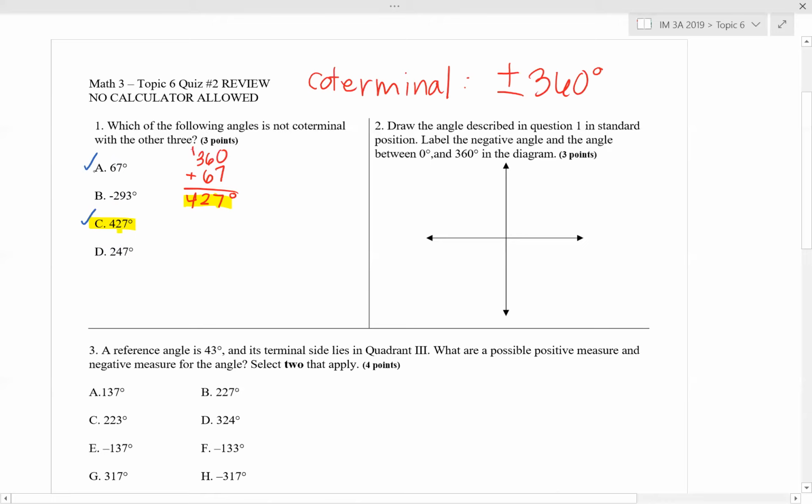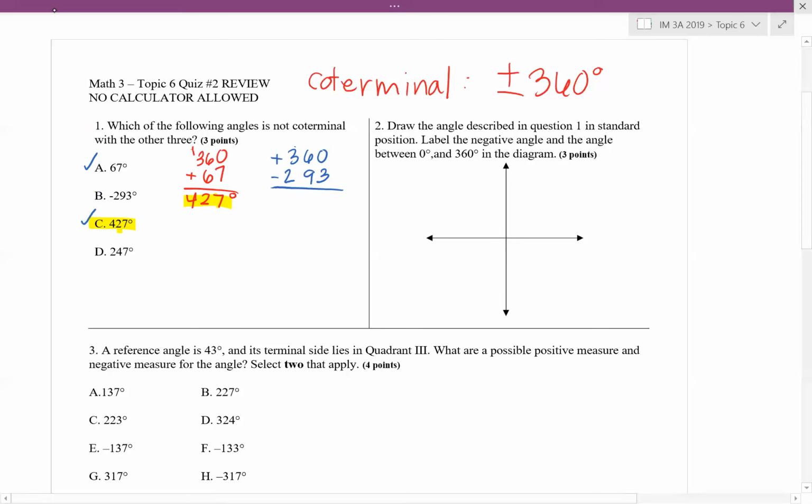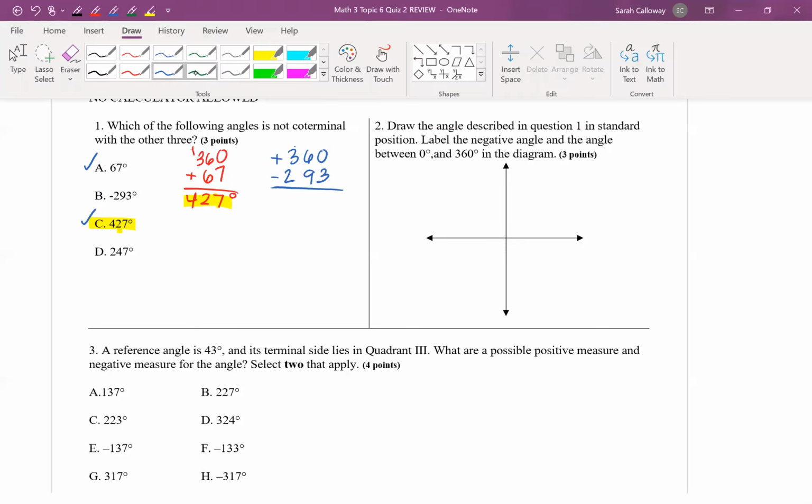Ultimately, now that I know that these 2 are coterminal, I'm trying to figure out if I can get 67 by adding or subtracting 360 from each of them. If I have a positive angle and wanted to start with the larger ones, I would subtract 360 from 427, but I can also add 360 to a negative angle. So if I'm going to add 360 to negative 293, I'm really subtracting 293 from 360.